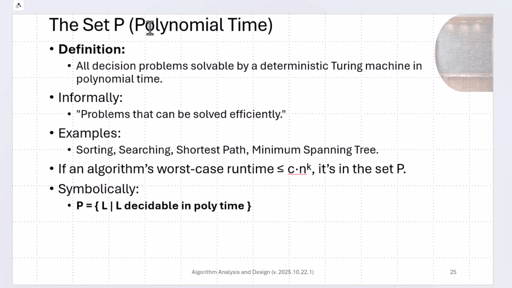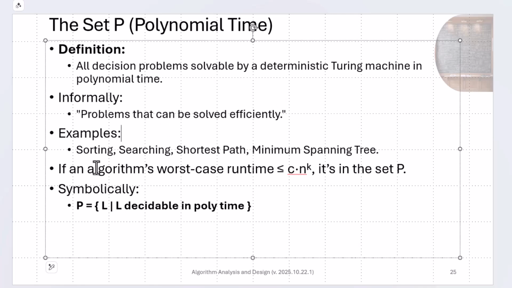So the set P, polynomial time, the definition is all decision problems solvable by a deterministic Turing machine in polynomial time. Informally, we would say problems that could be solved efficiently. Examples are sorting problem, searching problem, shortest path, minimum spanning tree. They are all polynomial. They're the set P. They can be solved in polynomial time. If an algorithm's worst case runtime is less than or equal to c times n to the k, it's in the set P. And symbolically, we would say P is the set of L such that L is decidable in polynomial time.